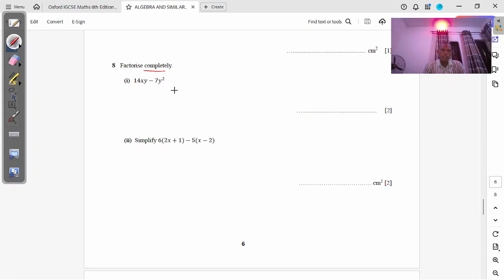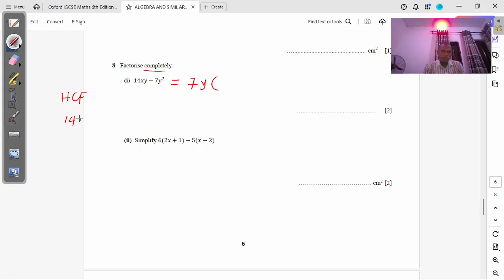14xy minus 7y squared. Okay, so we are going to factorize the highest common factor. The highest common factor of 14 and 7 is 7. So you bring 7 out. So I have y here, I have y squared here. You factorize y out. Okay, so we are going to divide 14xy by 7y.